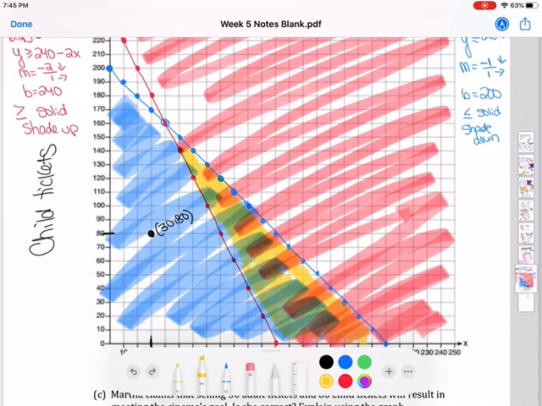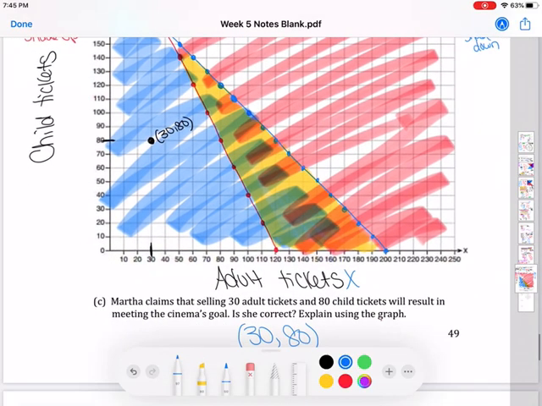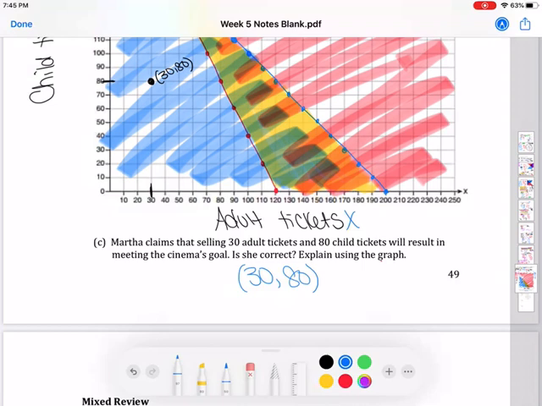Okay, they both work in the double shading, which is this yellow area I'm coloring in right now. This is where both criteria work: having less than or equal to 200 tickets sold, and making at least $1,500. 3080 is not in that double shaded area. So is she correct? That would be no.